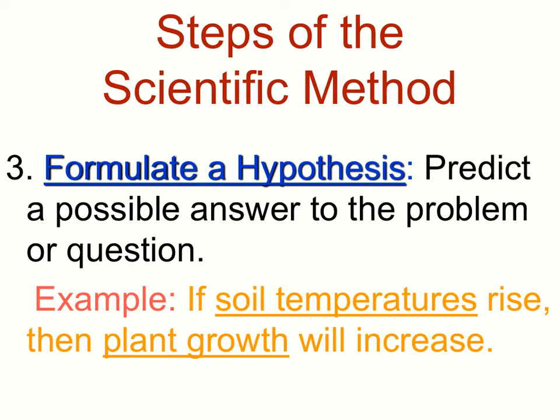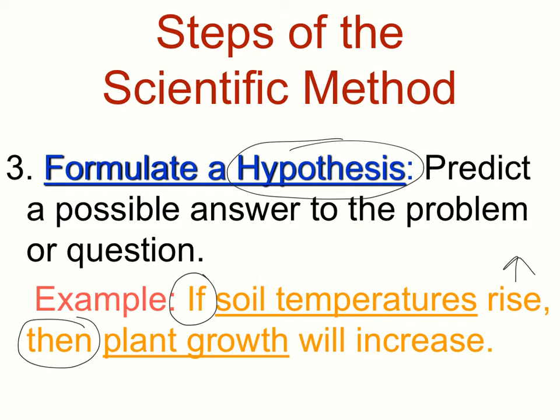From that, we can end up forming what we know as a hypothesis. We often call that an educated guess or something like that. But a lot of times hypotheses are written well if we do the if-then kind of statement. So for example, if soil temperatures rise or go up, then plant growth will increase as well. So that if-then relationship is often a good way to start when we write a hypothesis.